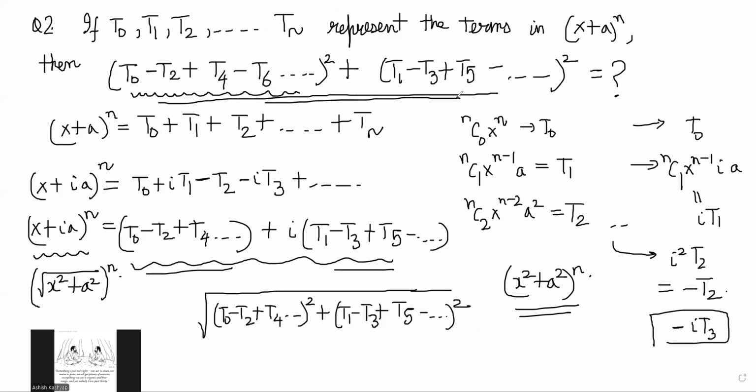How are we doing it? We replaced a with ia, and that basically gave us the pattern where terms are alternating in sign, but they are two spaces apart. So T0 minus T2 plus T4 minus T6 and so on. So remember this technique. This is pretty useful in problems. Let's look at the next question.